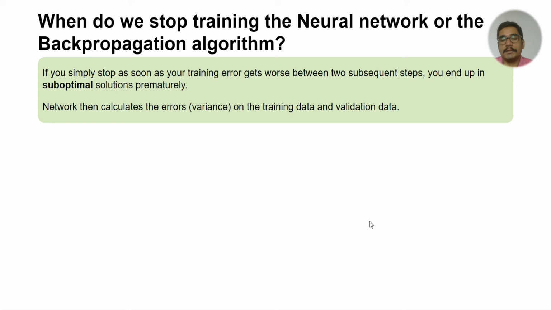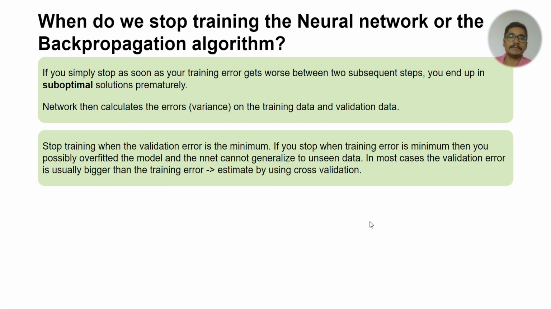You might not know. That's where the problem of local optima happens. So the network calculates errors and variance on the training and the validation data, or the test data, whatever it is. But that is incorrect actually. So you should not stop during the training.